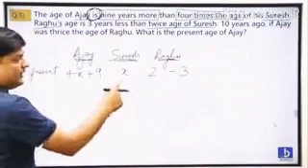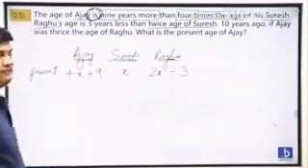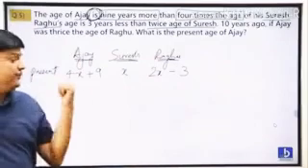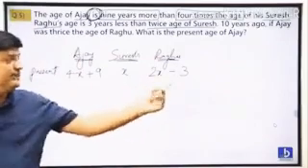You know what Suresh is? X. I think it's now very clear. Clear? This is 4x plus 9. This is 2x minus 3.